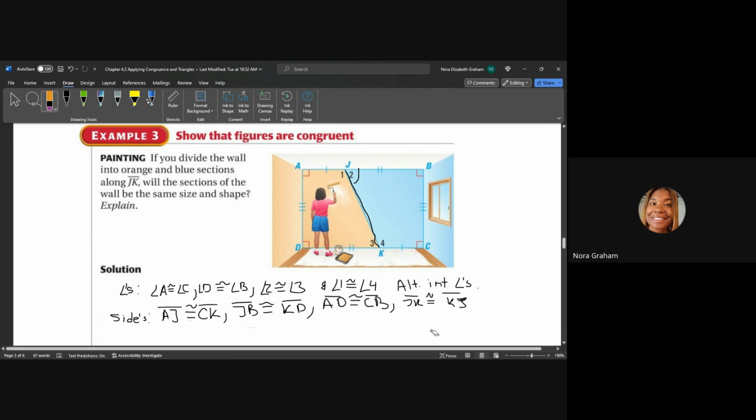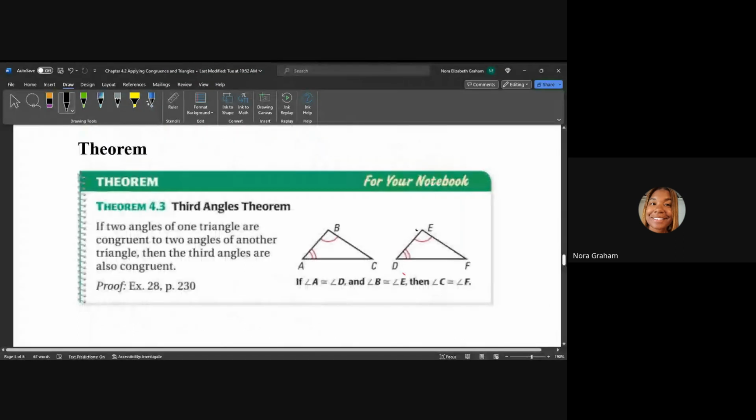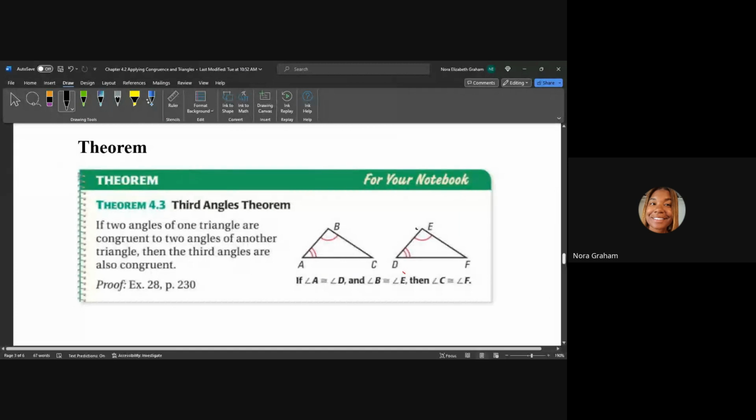All right, so JK is congruent to KJ. Since I proved that I have corresponding angles and all corresponding sides, that means that if the wall is divided into orange and blue sections along JK, the sections of the wall will be the same size and shape. Yes, it will be the same size and shape. And I believe we have a theorem that's very important. This will pop up again.